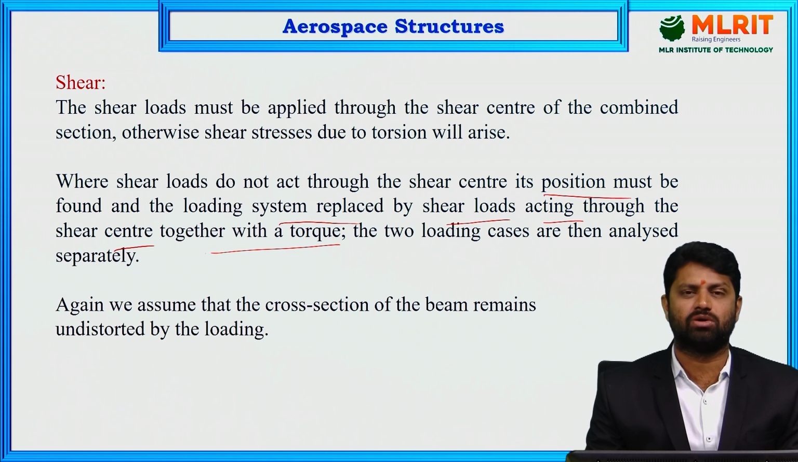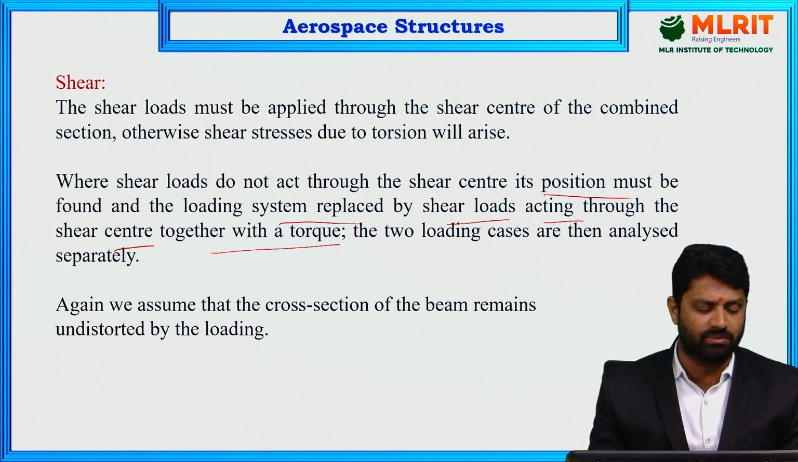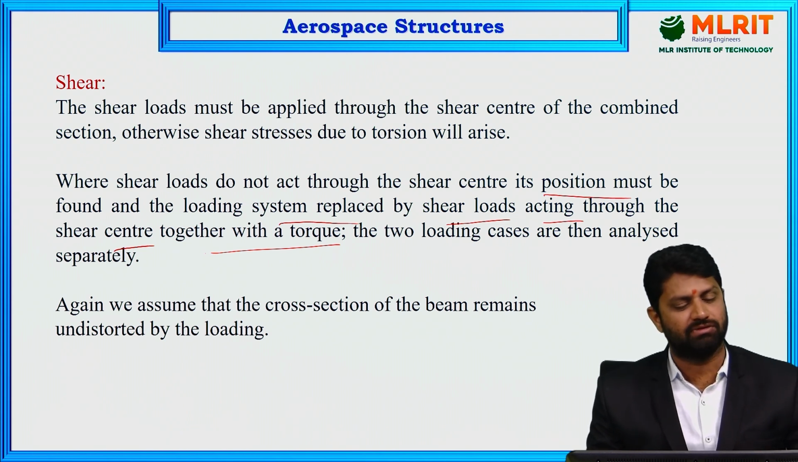One is the shear load procedure, and the other one is the torsion procedure. We need to analyze them separately, right? So again we assume that the cross section of the beam remains undistorted by the loading. So that is one more condition.